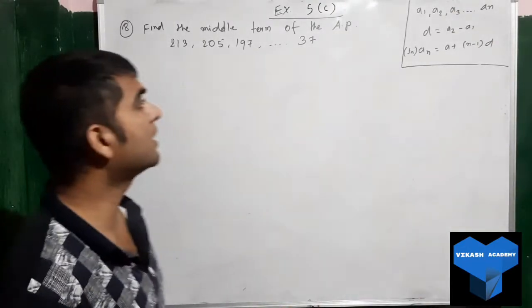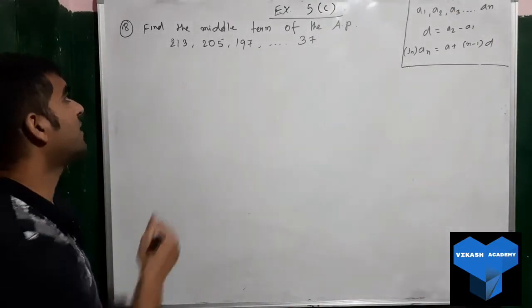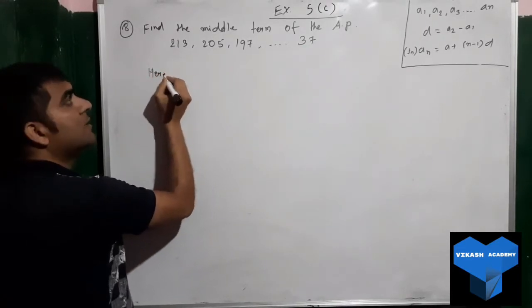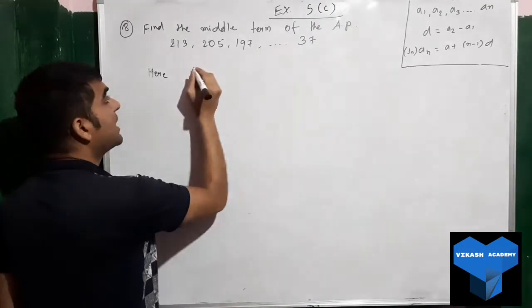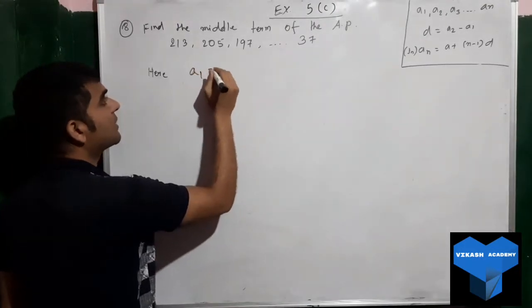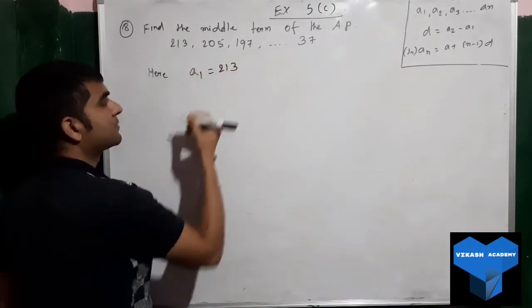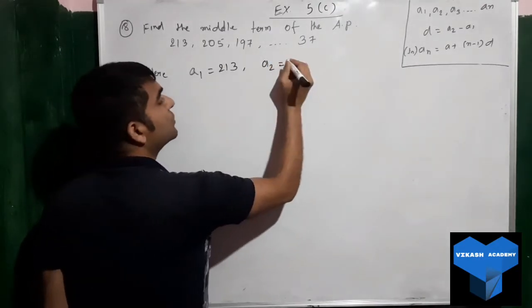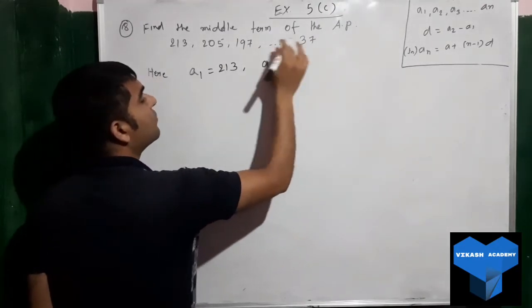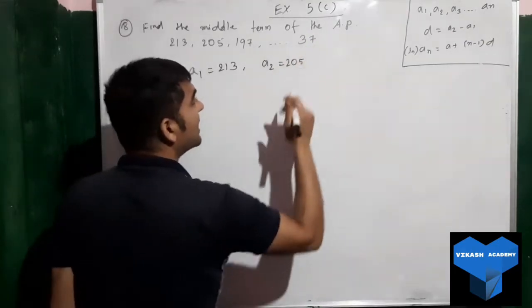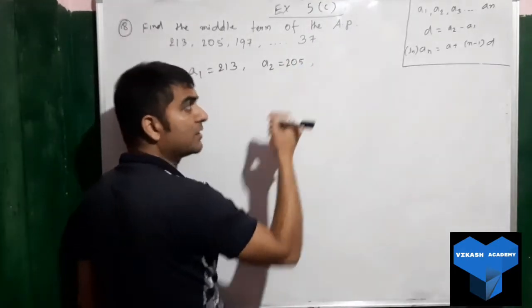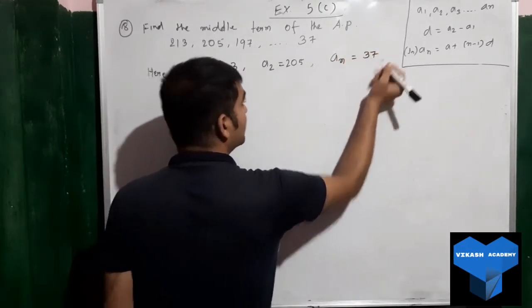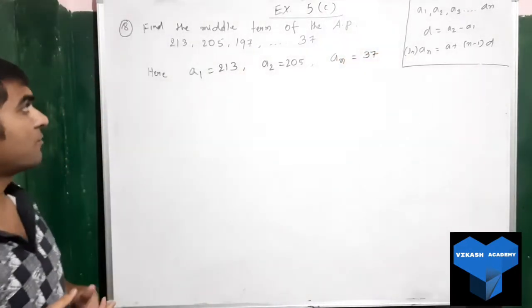Okay, so here let us see. What will you write first? Solution will be here. The first term you will write down as a1 or a. a1 is equal to 213, a2 is 205. Now, dot dot dot, we have the last term, an or tn. I'm writing an is equal to 37. So we got this. Now what do we have to find?